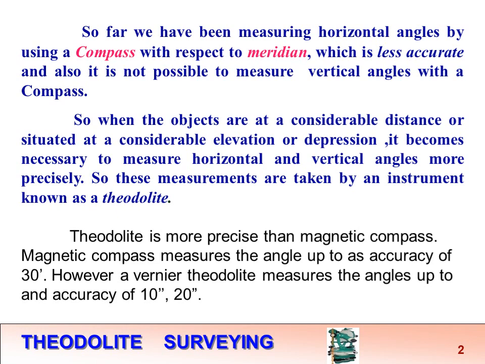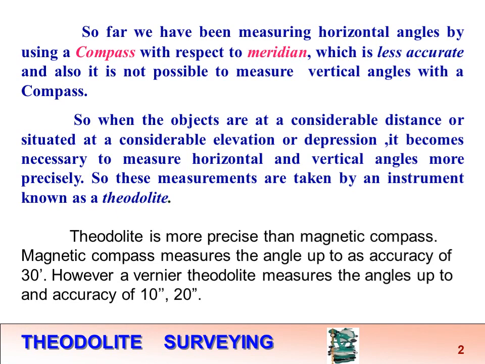Here we are going to see why theodolite surveying is more precise than compass surveying. So far we have been measuring horizontal angles using a compass with respect to the meridian, which is less accurate, and it is also not possible to measure vertical angles with a compass. When objects are at a considerable distance or situated at a considerable elevation or depression, it becomes necessary to measure horizontal and vertical angles more precisely. These measurements are taken by an instrument known as the theodolite.